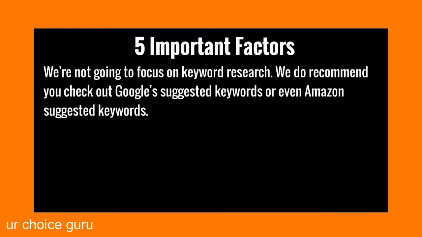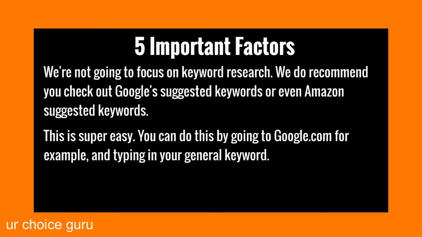Now, what do I mean by that? Well, Google has what we call suggested keywords. Amazon.com also has a list of suggested keywords. Now, this is what happens, and this is super easy. You can literally find the main keyword and a list of specific keywords within a few seconds.